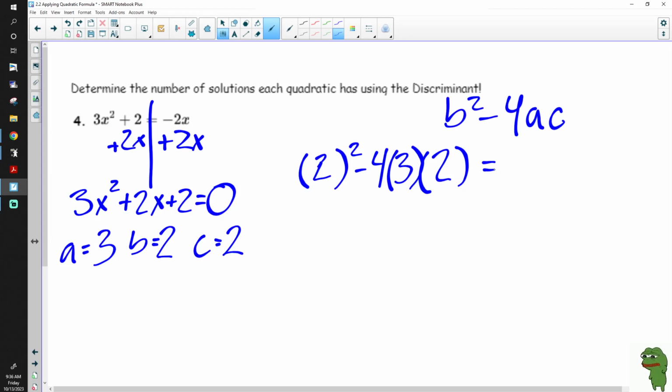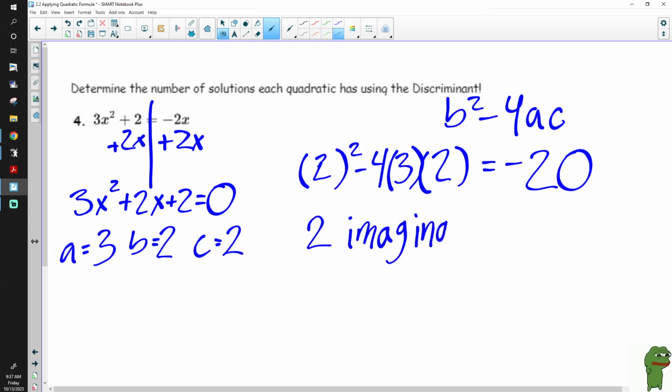Did you plug this in? Plug it in. Negative 20. You should have had time to plug it in and get negative 20, which means what kind of solutions do we have? 2 imaginary. So when you take the test, all you have to write is 2 imaginary. If it asks you to use a discriminant, your answer is just saying how many solutions there are, real or imaginary. Just like that.